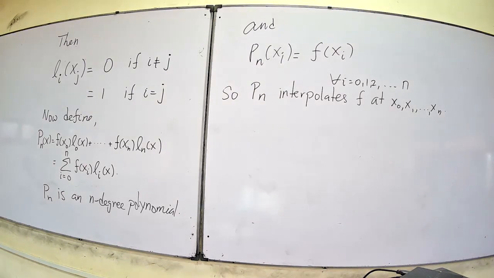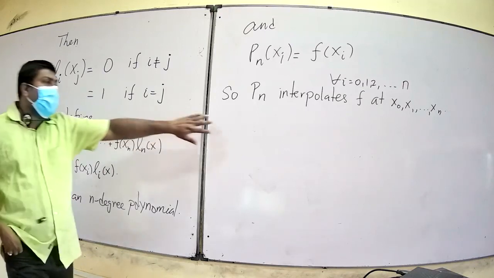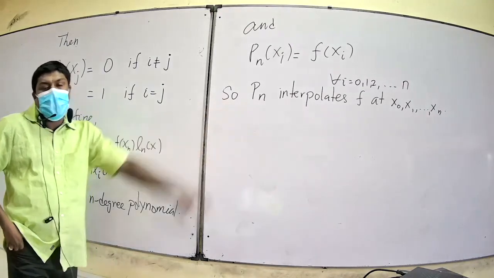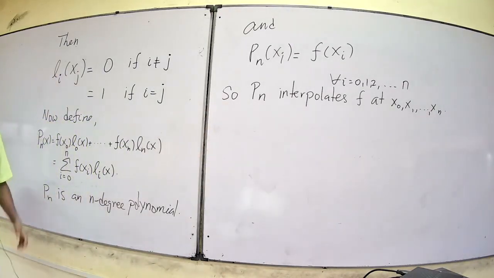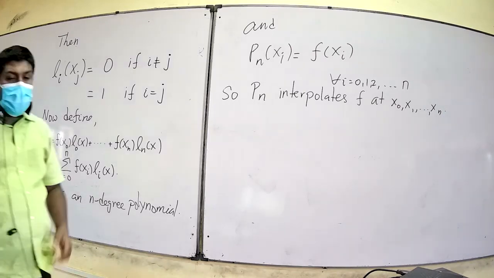So in the next class, we will try to see an example of that. But before that, we will try to prove that there will be only one such polynomial that interpolates the function. And then we will do some examples as well. So we will stop here and then continue the lectures in tomorrow's class.